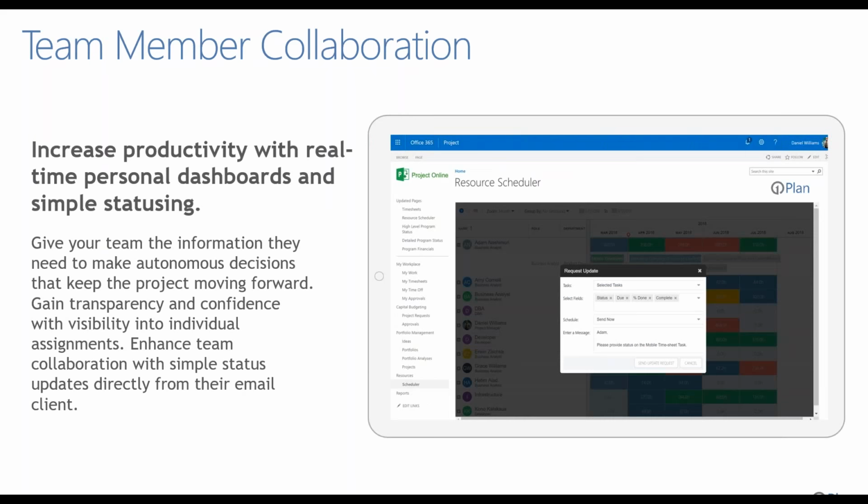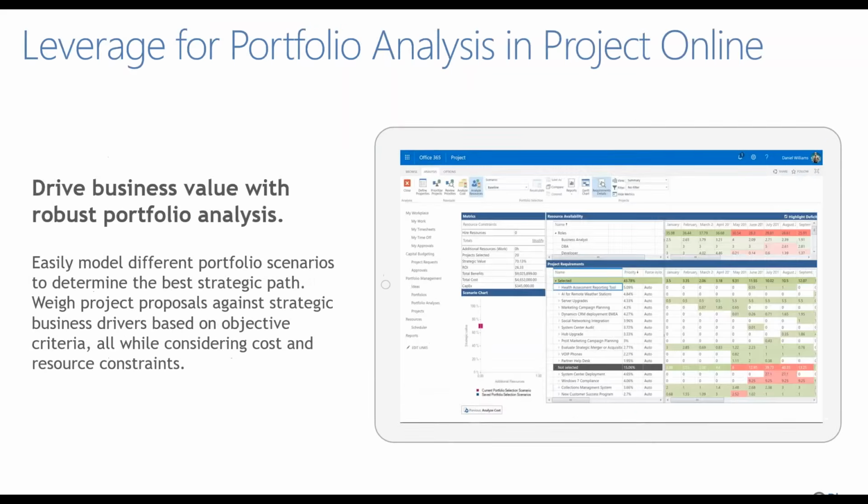The other piece that's in there, it adds some team member collaboration. So even though we're doing these high-level resource plans and schedules, we can get feedback from the resources as requested by the project or resource manager so that they can get online collaboration and status going on back and forth between the different parties right within the solution here in Project Online.